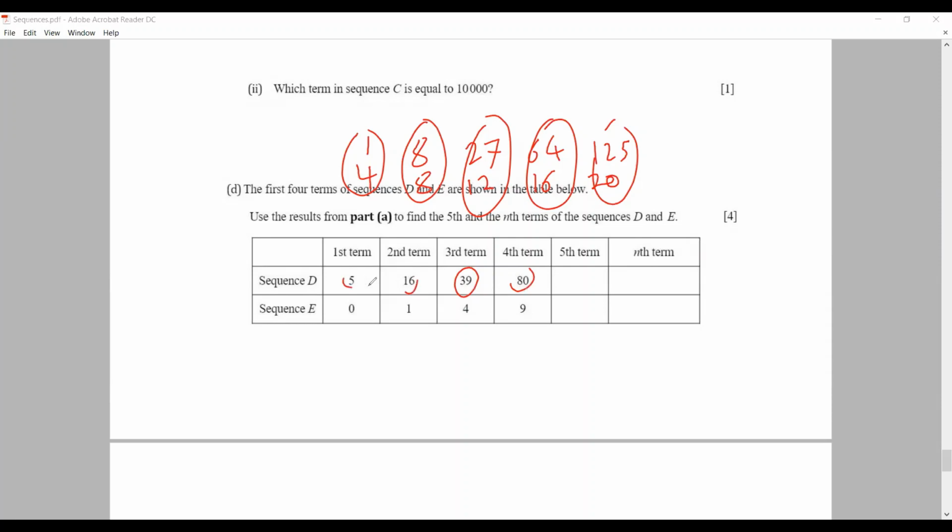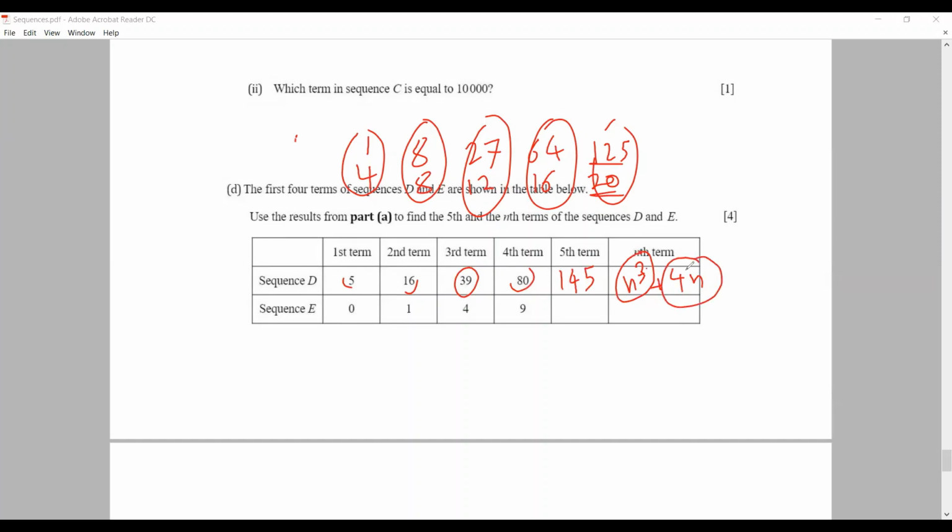It means the 5th term, we should add the 5th term of sequence A and B together, which gives us 145, and the nth term would be basically n cubed plus 4n, right? N cubed was from sequence A, 4n was from sequence B.